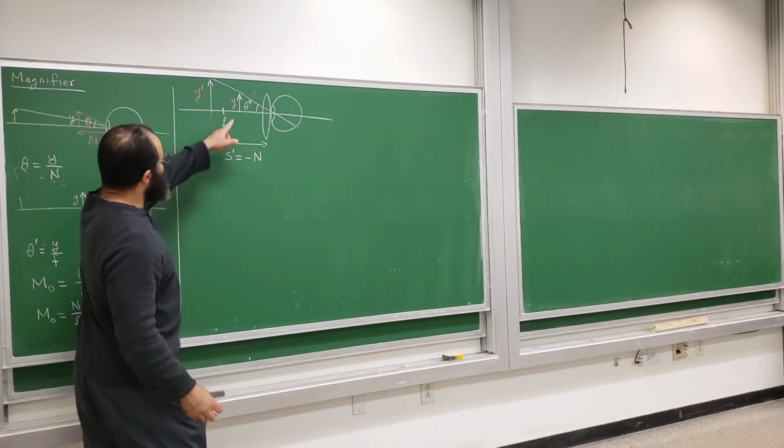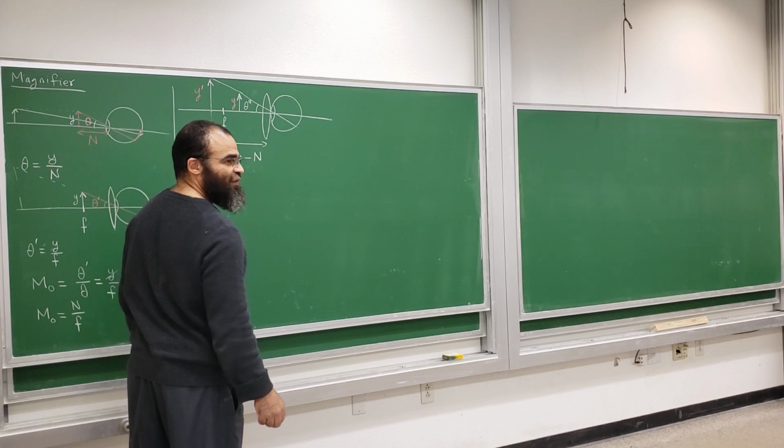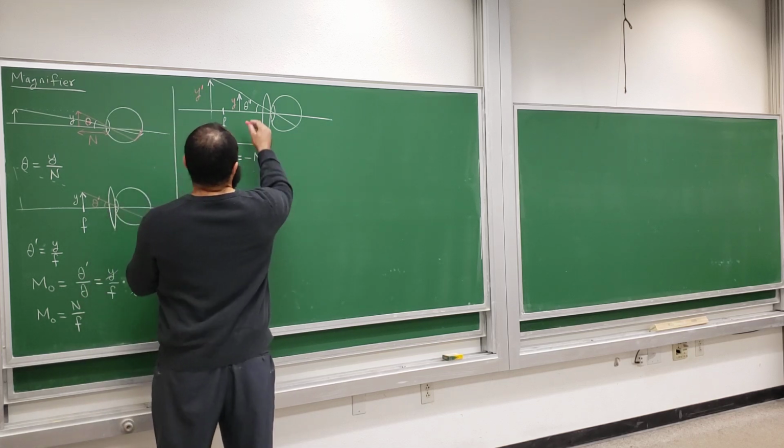So now let's figure out what this theta double prime is. So we know this is s, right? This is s.